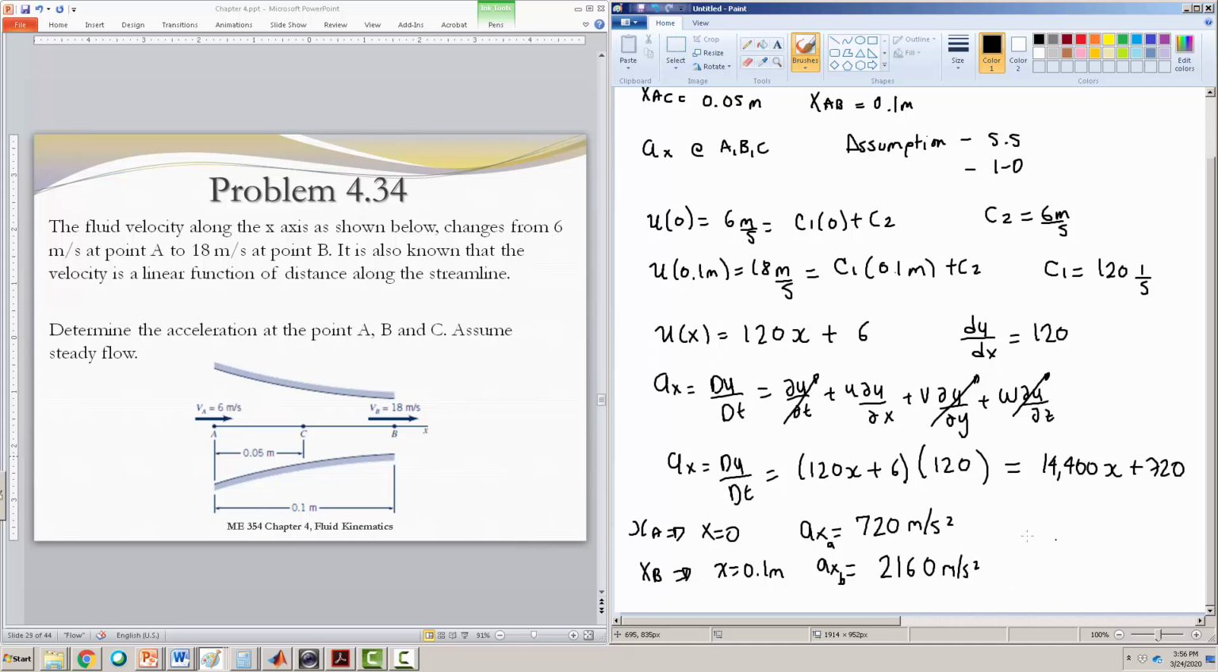And then the last one we have is at position C, so x_C is at x equal to 0.05. We substitute it in here, and we find the acceleration at point C. Once we substitute it, it gives us 1,440 meters per second squared. And as we can see, the value of the acceleration increases as a function of the position.